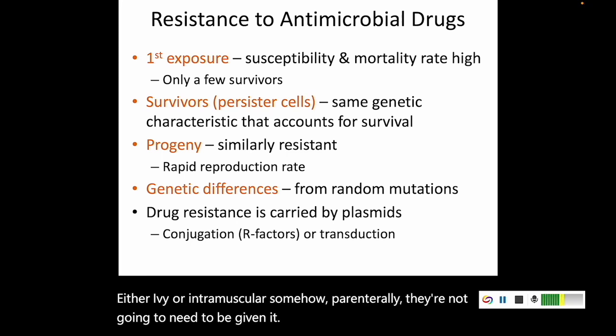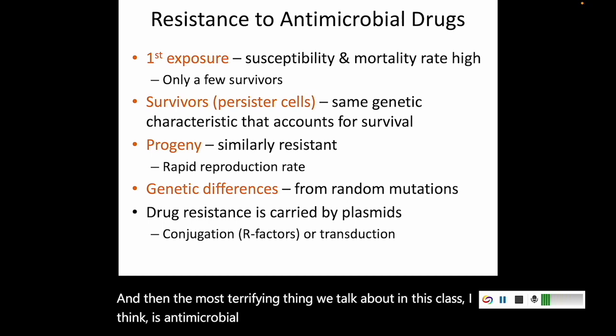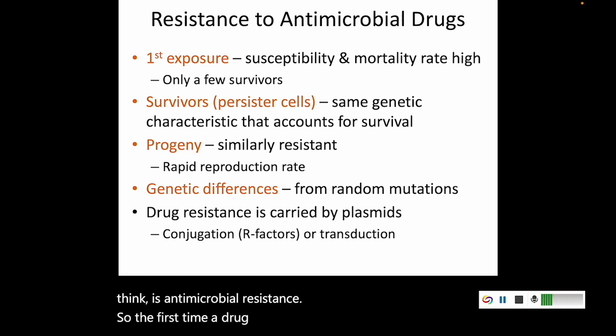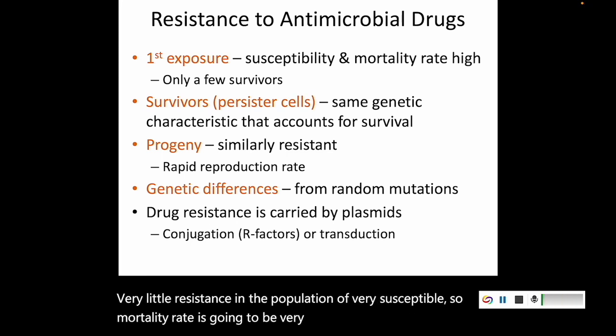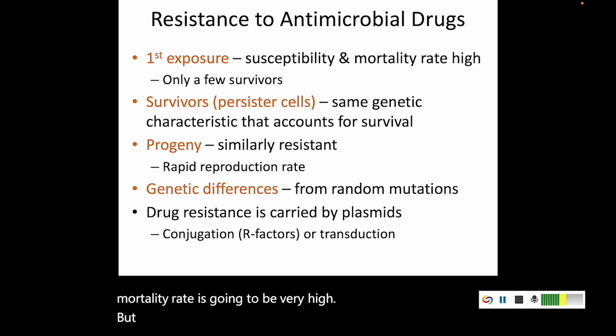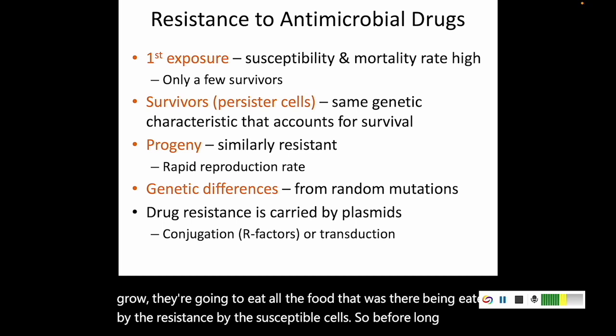And then the most terrifying thing we talk about in this class, I think, is antimicrobial resistance. So the first time a drug is given, there's very little resistance in the population. They're very susceptible, so the mortality rate is going to be very high. But there will be a few survivors. You know what those survivors are going to do? They're going to have all the space to grow. They're going to eat all the food that was being eaten by the susceptible cells. So before long, all you have left are resistant cells.